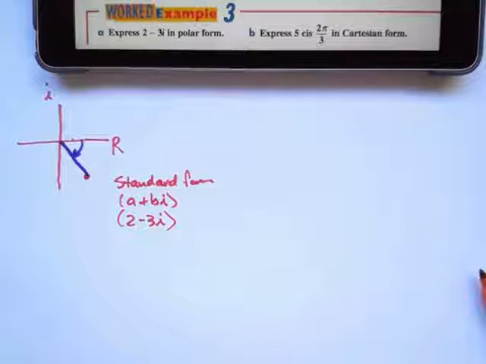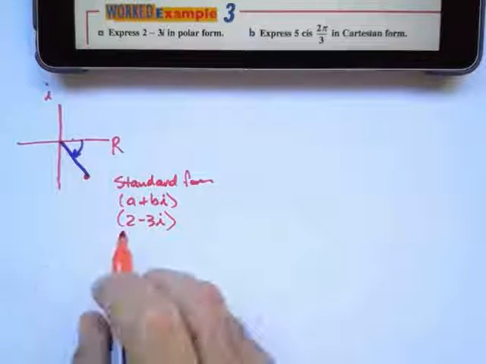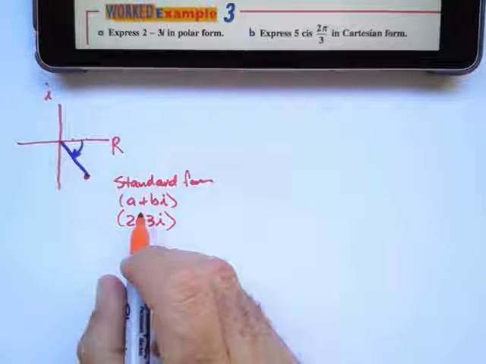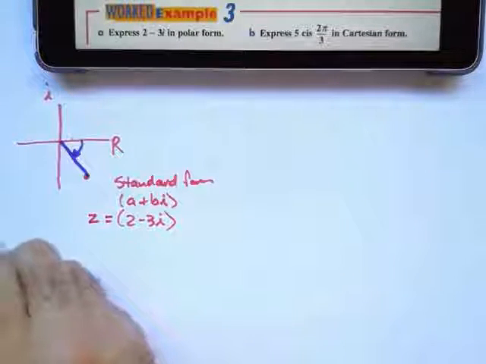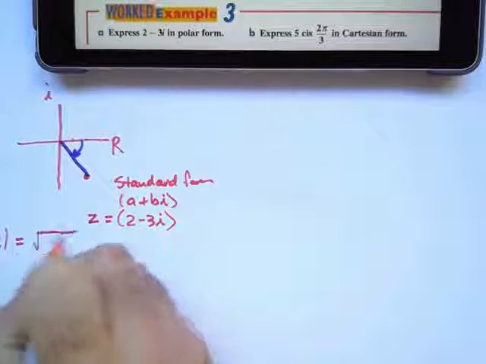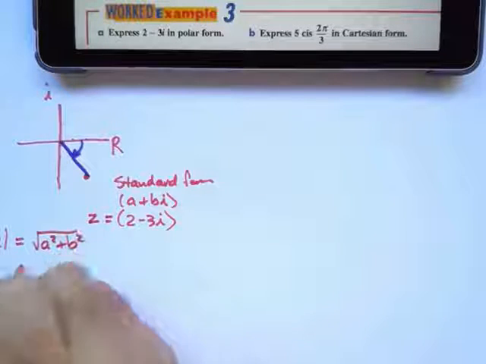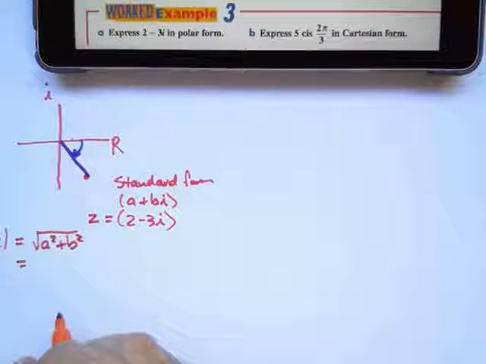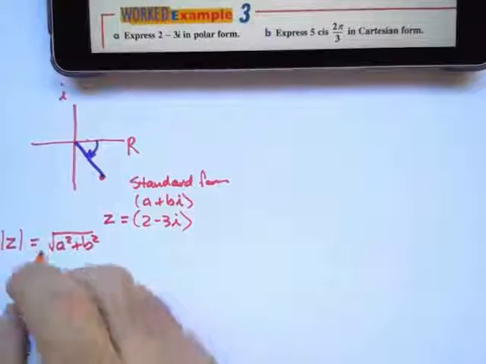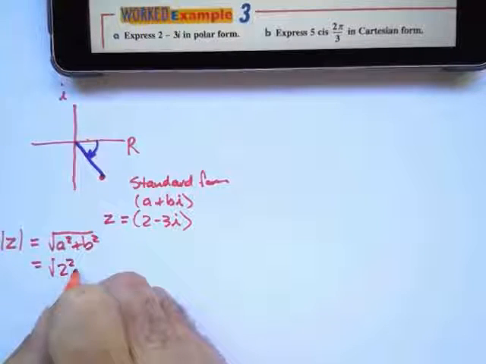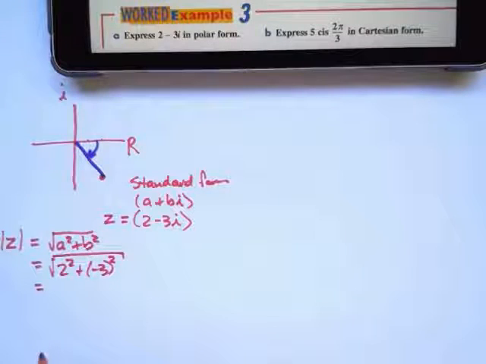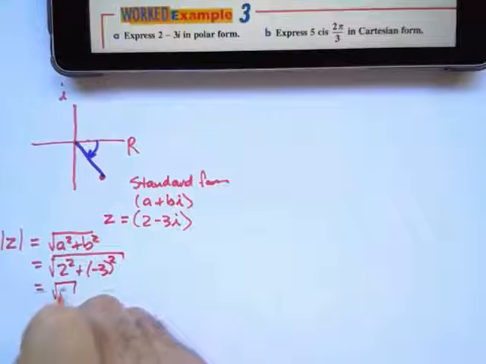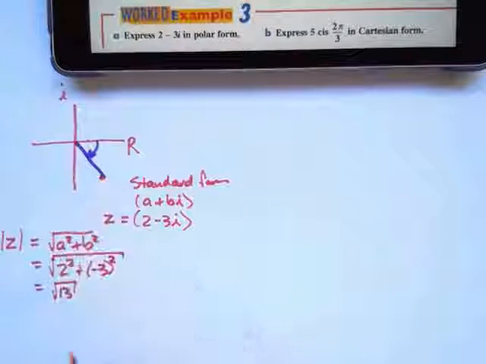So to find a polar form, I need to get two things. First, I'm going to need to find the magnitude of this value. So if this is Z, then the magnitude of Z equals the square root of a squared plus b squared. That will equal, in this case, 2 squared plus negative 3 squared, and that is the square root of 13. So that's the magnitude, that's the length of that blue line.